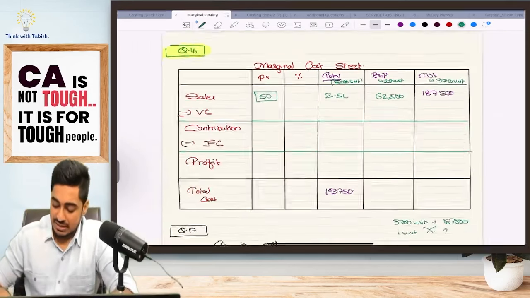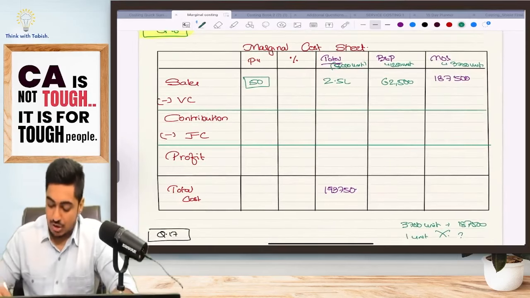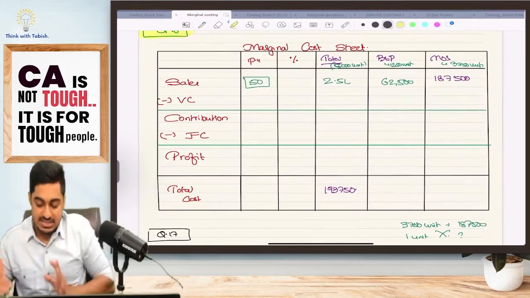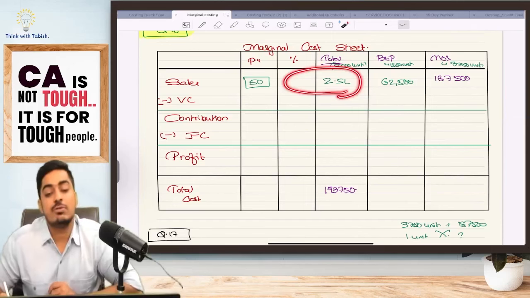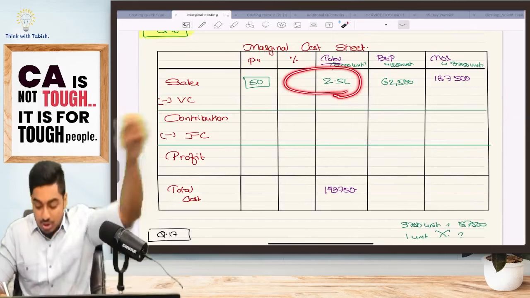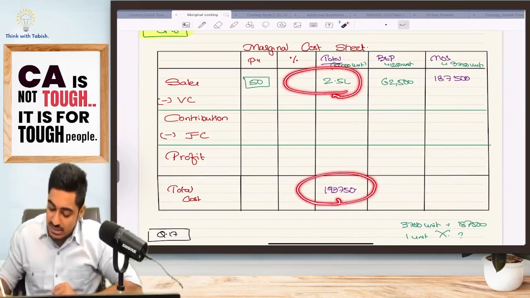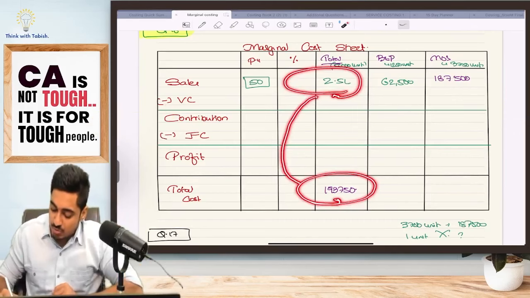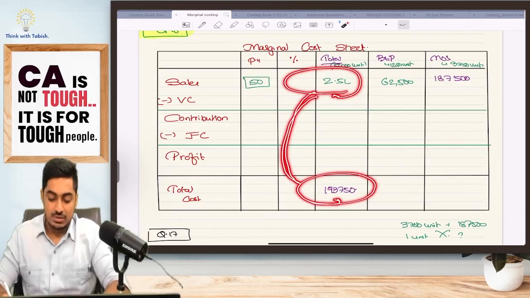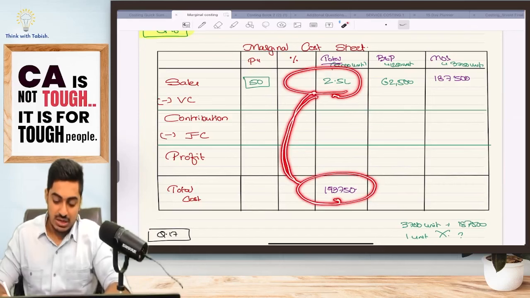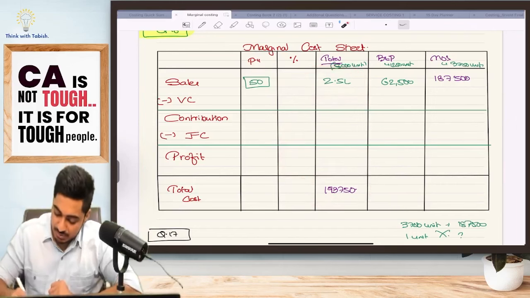Now tell me one thing, my dear students. See where else data is there. Look at the total column. We made a sale of 2,50,000. In that total, how much cost we paid? 193,750. That means, can I tell altogether how much profit we have earned? Total 2,50,000 I received. In that, 193,750 cost I have paid. That means 56,250 is my profit.